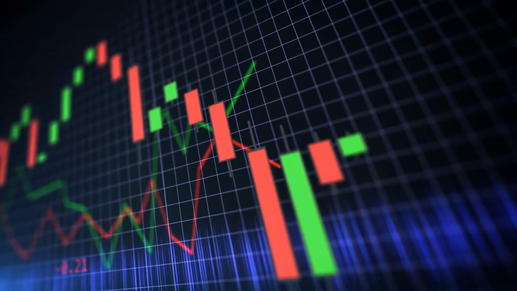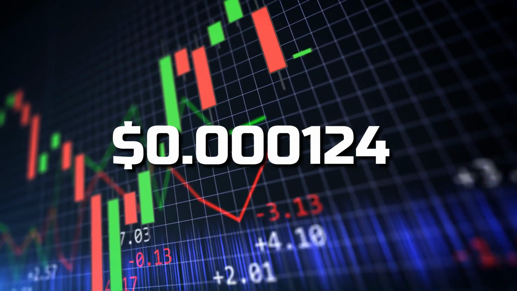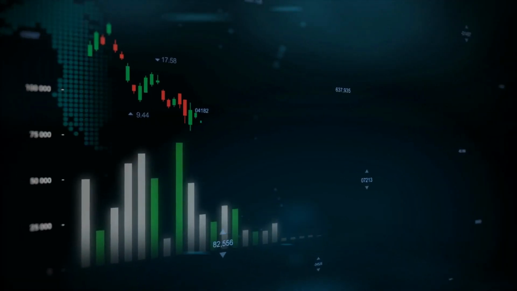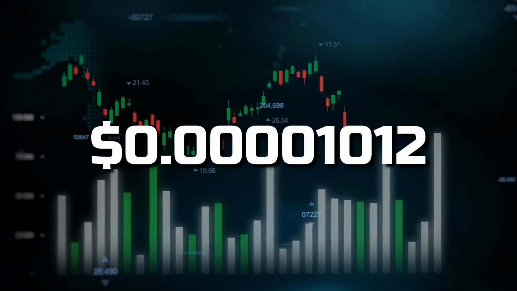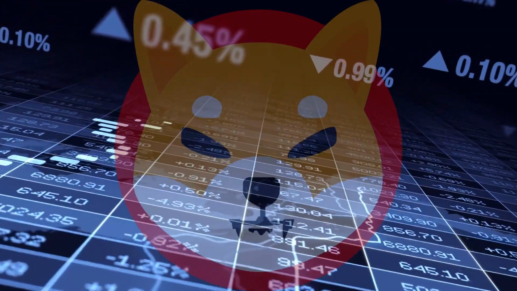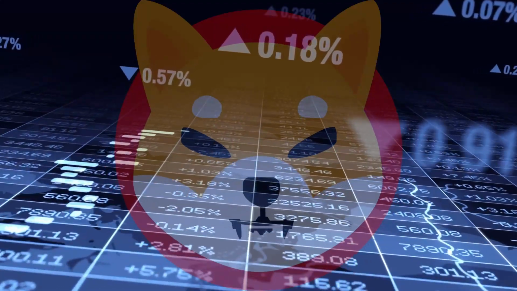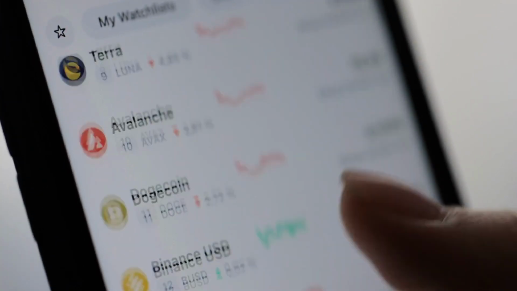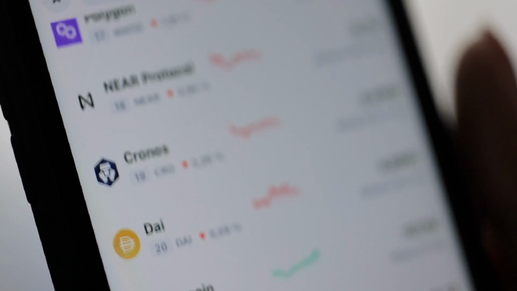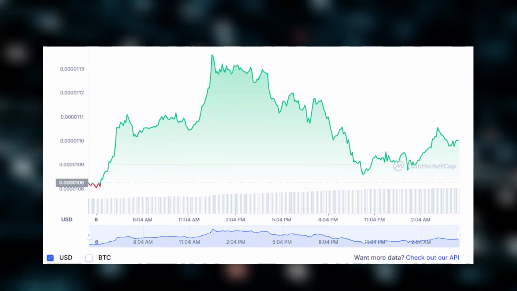It is currently minus 1.86% from its 7-day all-time high of $0.00124 and 20.24% from its 7-day all-time low of $0.00001012. SHIB has a circulating supply of 549,063.28 SHIB. Shiba Inu is currently in 16th place in the crypto market cap rankings, with a total valuation of $6.4 billion.